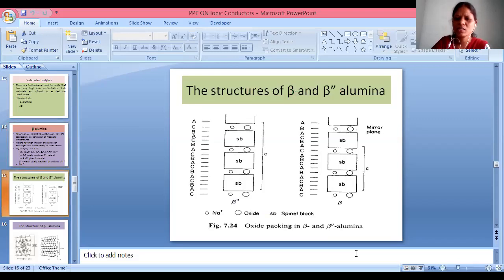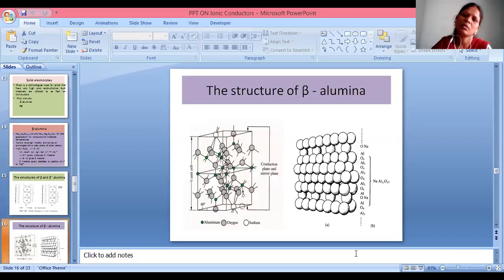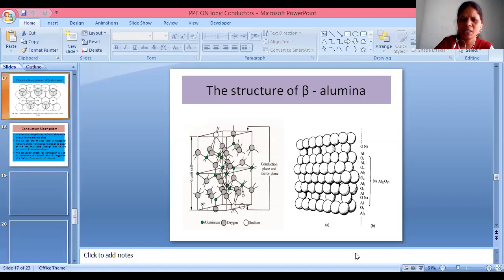These are the structures of beta and beta double dash alumina. There is a small difference in the arrangement. Here the small circles represent Na+ and the big circles represent oxide, and this is the spinel block. These are the structures of beta alumina. The green one represents aluminum, the gray one represents oxygen, and the colorless circle, that is the dot, represents sodium atoms. These are the layer structure of beta alumina.